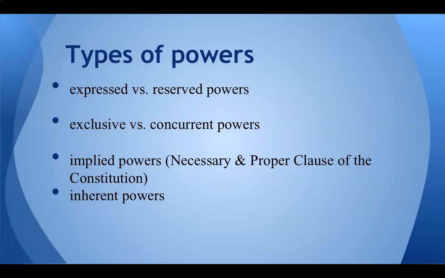Implied powers come through the necessary and proper clause of the Constitution. Implied powers have to be tied directly to an expressed power. So in the Constitution, it says that an expressed power is that Congress has the power to raise an army. So during the Civil War, the Congress said, wow, we don't have enough people to have an army. So they decided to use the power to draft. They forced people through conscription to join the U.S.